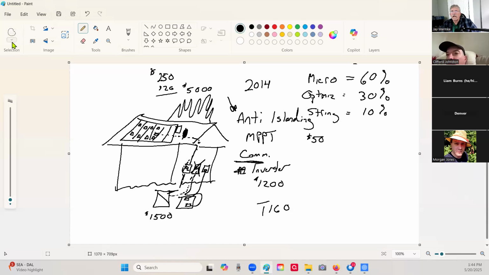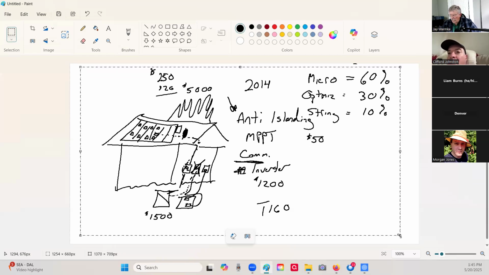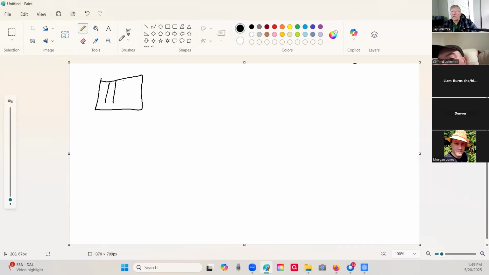Now, there's one more thing I want to do here before we call it a day for this session. Hopefully I'll have enough time. Is I want to explain how the electricity flows through a system. And it's very different for a grid-tied system. So this is your array.